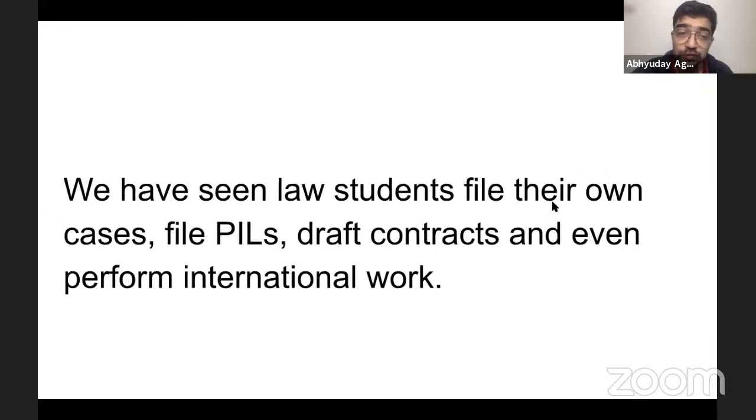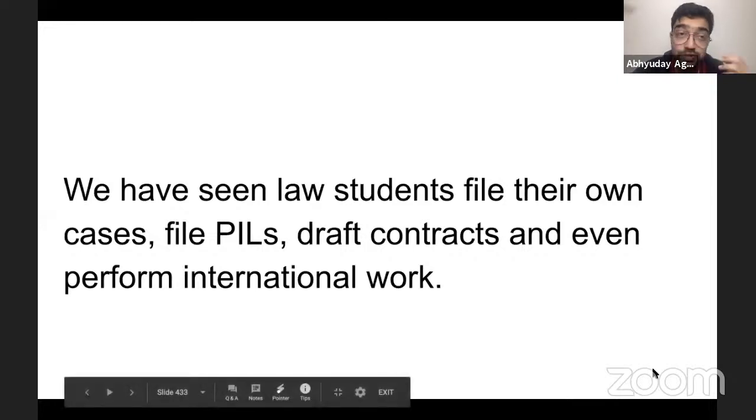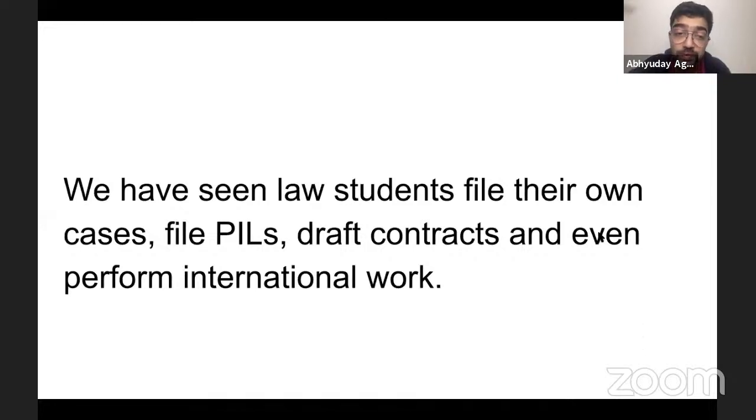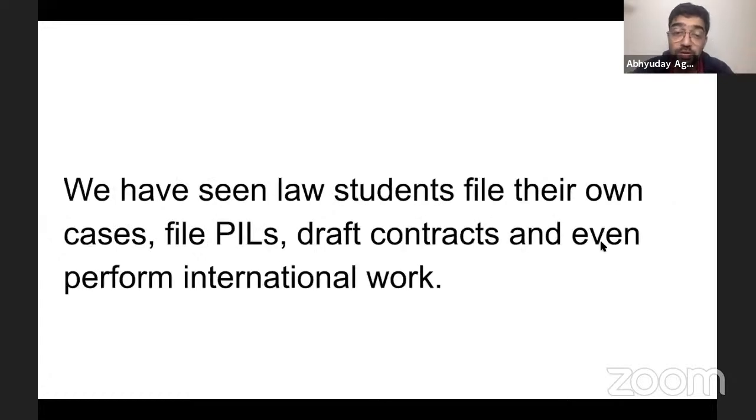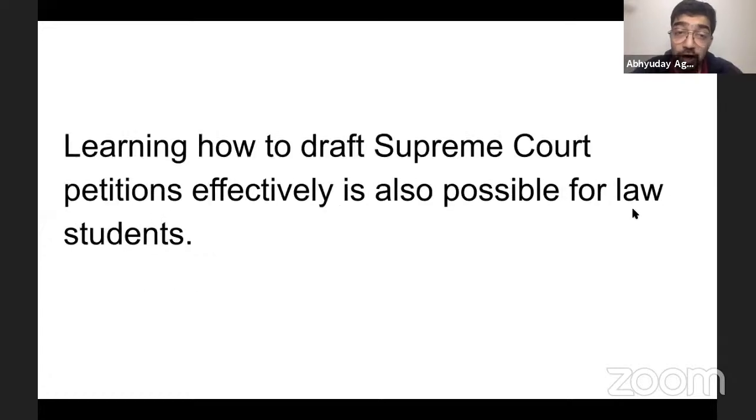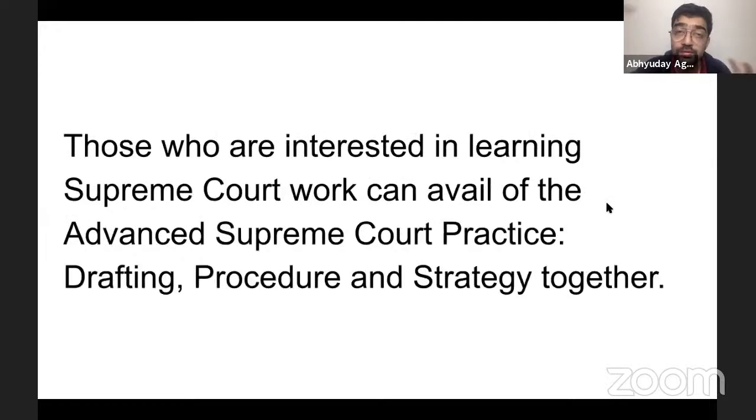We have seen law students file their own cases, file PILs. Law students, as a standard method, file RTIs, consumer cases. Some have filed PILs, right? Shreya Singhal filed a PIL when she was in college, and she will be coming for one of the sessions. So law students can do this, so why not develop themselves further to do this, right? We have been training law students to draft contracts. We've been training them to get foreign paralegal work, and they can learn how to draft Supreme Court petitions effectively. It's completely doable.